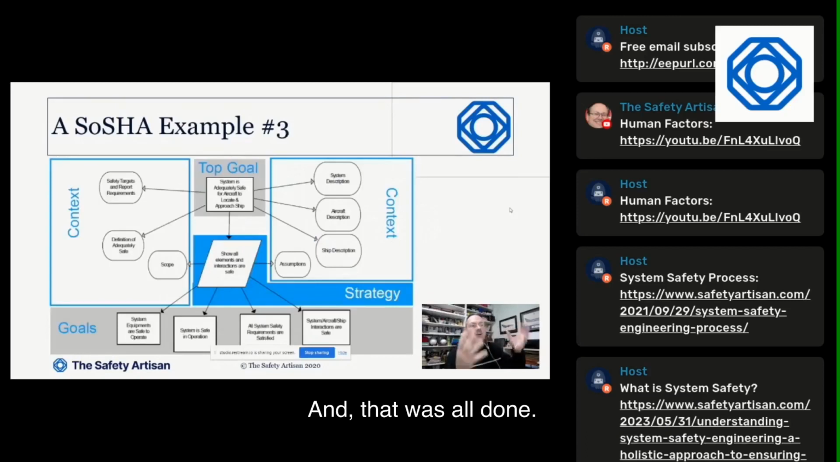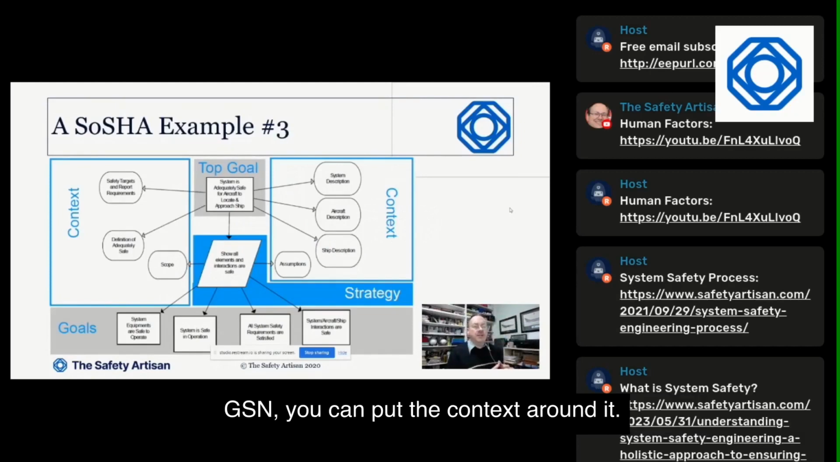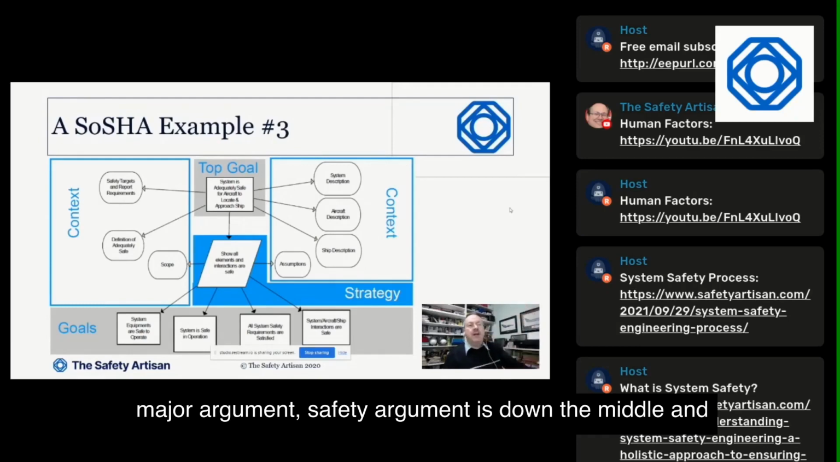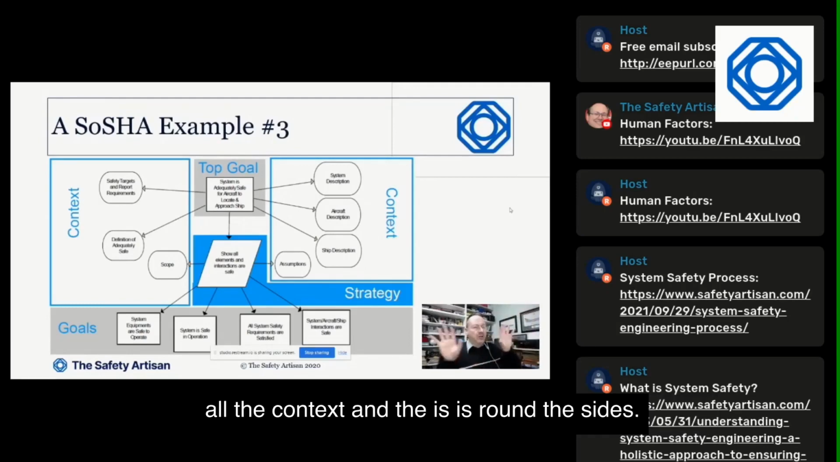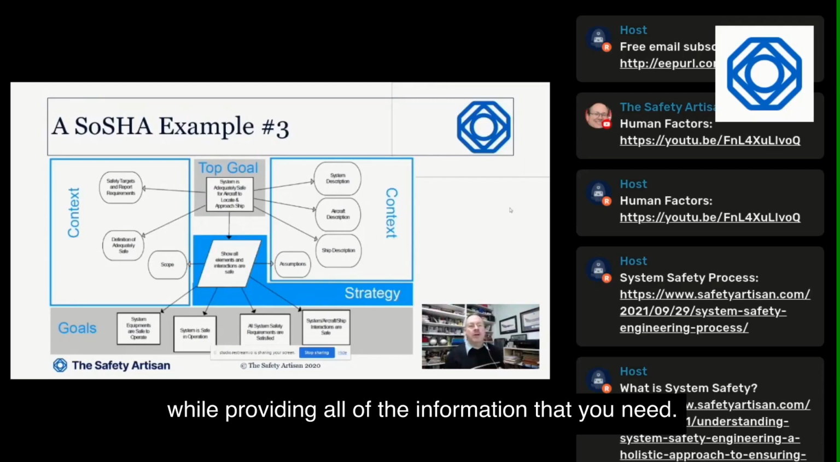And that was all done. So that was the strategy in the dark blue. And then in the GSN, you can put the context around it. So you have all the information you need, but all the major safety argument is down the middle, and all the context is around the sides. So it works quite well. It simplifies the argument while providing all of the information that you need.